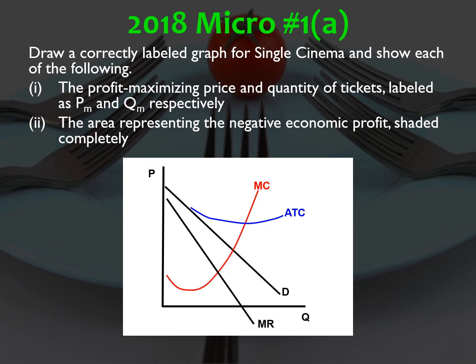Marginal cost intersects ATC at the minimum of ATC. And you can see MC equals MR at QM. You go up to the demand curve and across for the price, and that's PM and QM. Now the negative economic profit, that's the area right there. It's the difference between ATC and the price, the average loss per unit, and you basically multiply that by QM. That purple rectangle represents the negative economic profit.